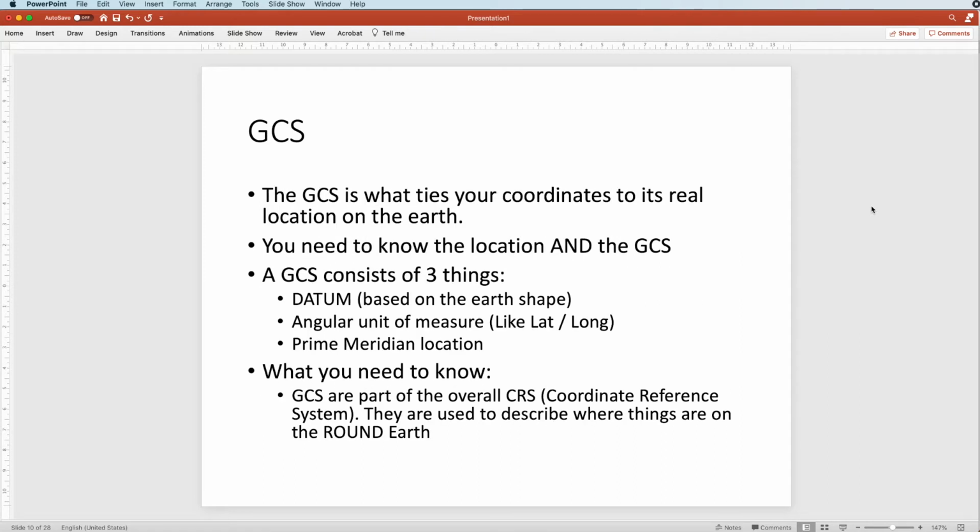So the GCS, or the Geographic Coordinate System, is what ties your coordinates to the location of the actual item on the Earth. In order to get this geographical coordinate system, you have to know three things: the datum, which is based on the Earth's shape, the angular unit of measure, which is like the latitude, longitude, and of course you need to know the prime meridian location. What you need to know as a student or someone learning this lesson is that the geographical coordinate system is sort of the foundation and it's part of the overall coordinate reference system. They're used to describe things where they are on the round Earth.